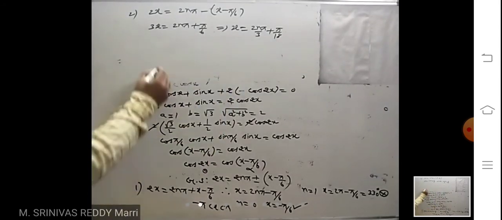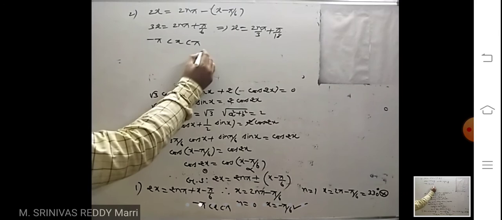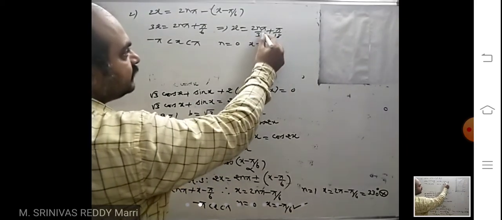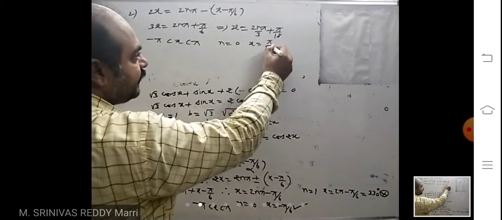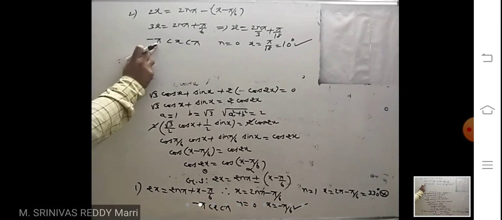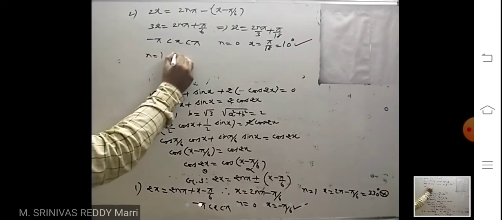18. Now you have to calculate between minus pi to pi. Given that minus pi to pi, substitute n equal to 0. X equals to, n equal to 0 means this is 0, and this is pi by 18. Pi by 18 means how much? 180 degree divided by 18, that means 10 degree. This is one solution that is lying between minus 180 degree to 180 degree. Now n equal to 1.